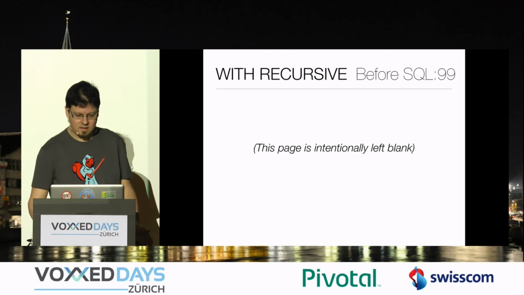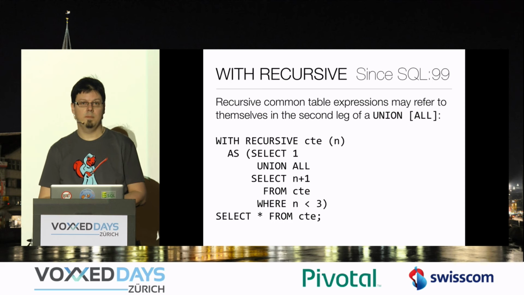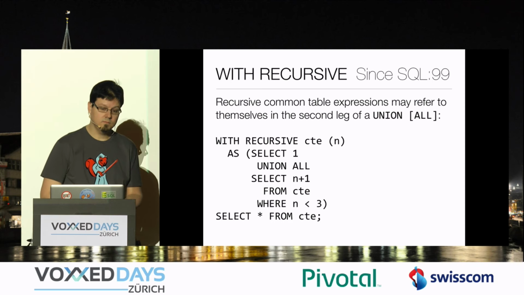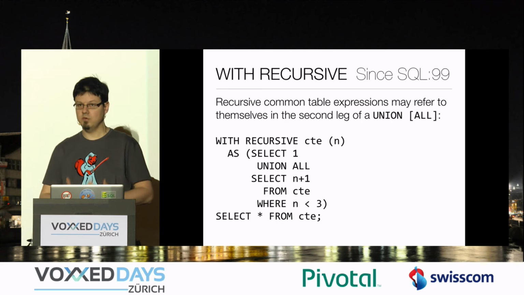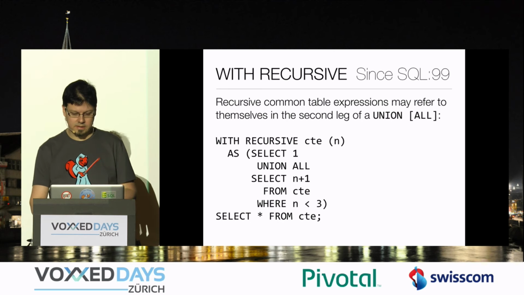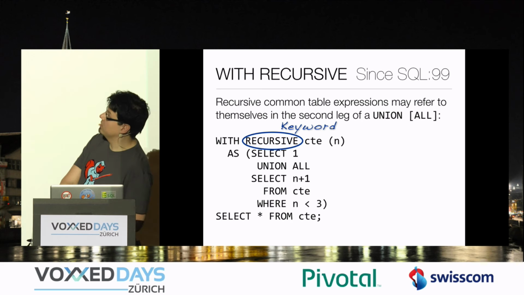So with Recursive, you can do stuff you couldn't do before. The example I'm showing you here is a so-called row generator. It just produces rows out of nothing, and how it does it, I will show you. First of all, we have another new keyword: WITH RECURSIVE.